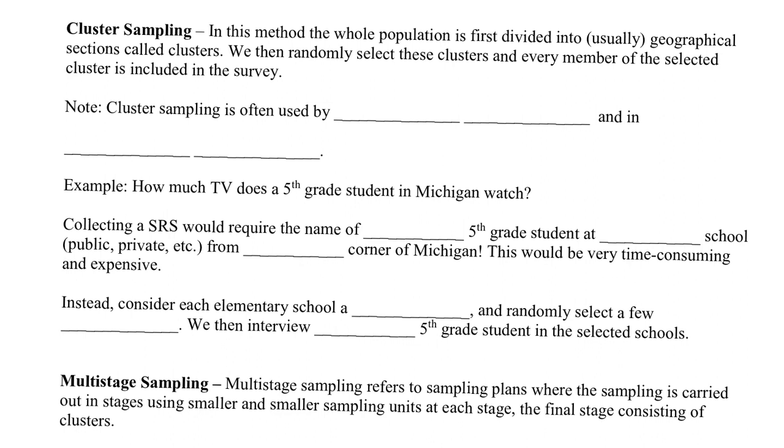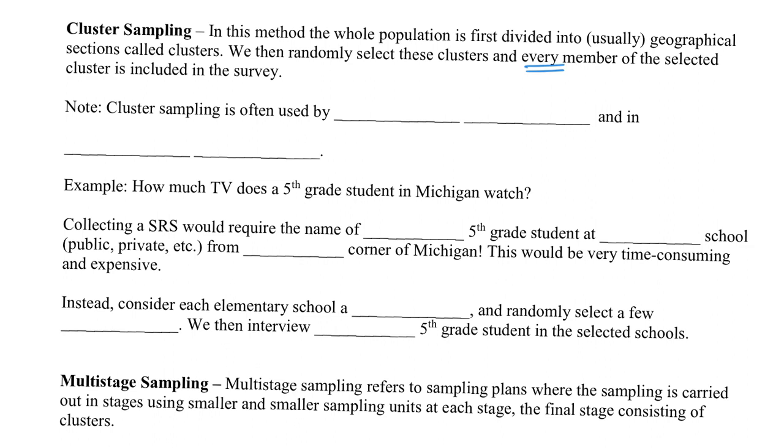And then we randomly select these clusters. So we're going to randomly select clusters, and then every member in the selected cluster is included in the survey. Sometimes this gets confused with what we looked at last time with stratified sampling, but they're different because in cluster sampling, we're first going to divide the entire population into these clusters.